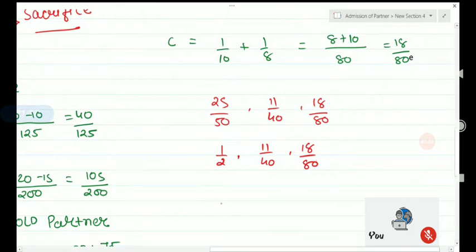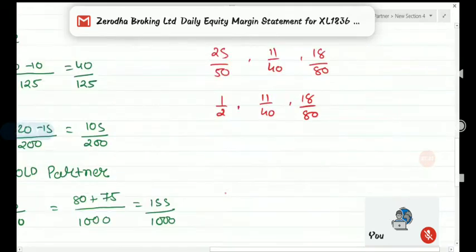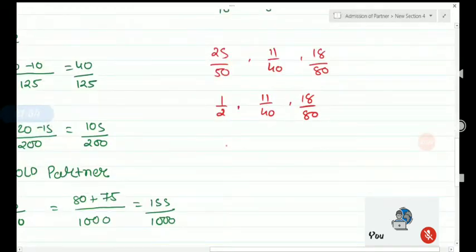So now let's make it. You can make all the denominators 40, or you can make all the denominators 80. Let's make all the denominators 40. So it will be 20 upon 40, it will be 11 upon 40, and it will be 9 upon 40. So 20 is to 11 is to 9.